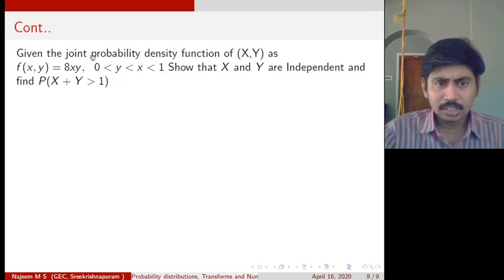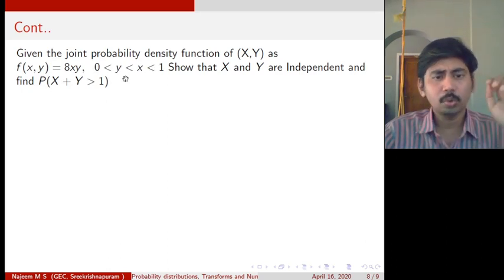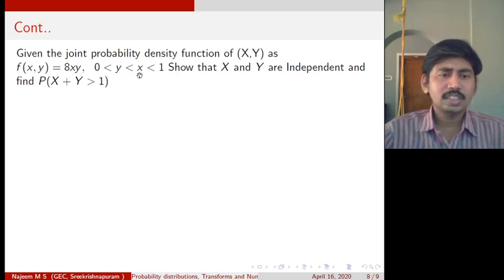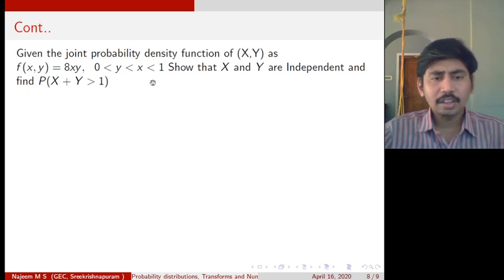So we need to sketch this area. Actually, in order to get the correct idea of how the distribution looks like, we need to sketch this area. Okay, so how to sketch this area? This 0 less than y less than x less than 1 means both x and y are less than 1. So this area should lie in the 0 1, 0 1 square, and another condition should satisfy y less than x.